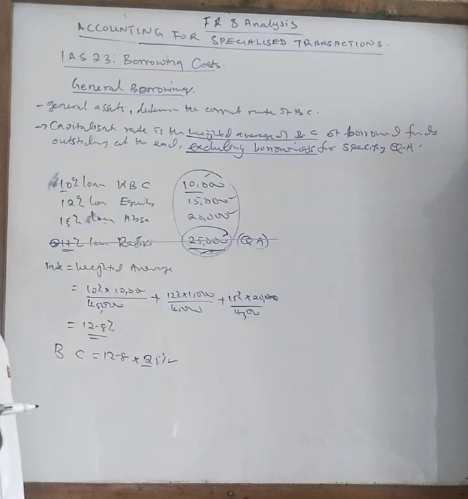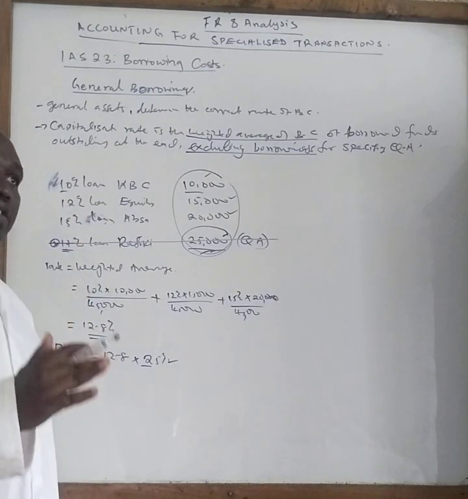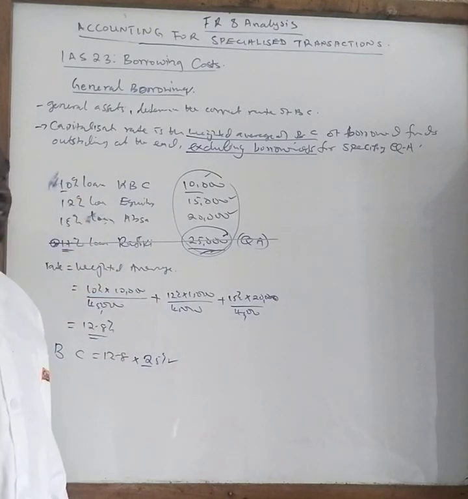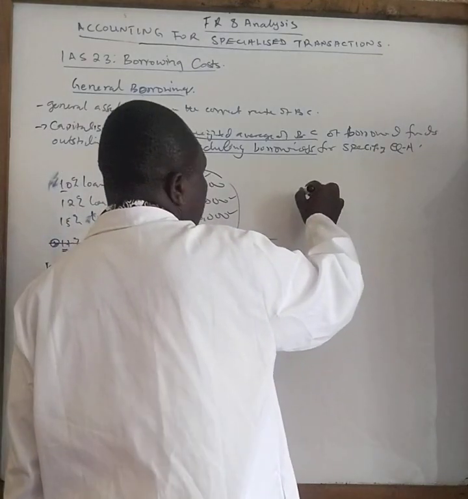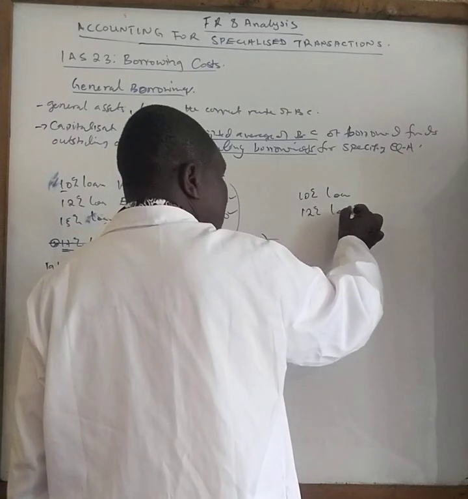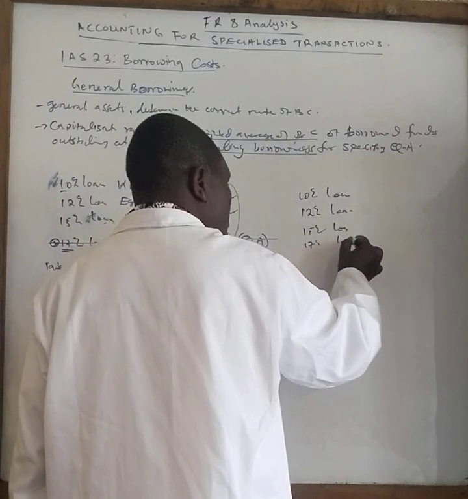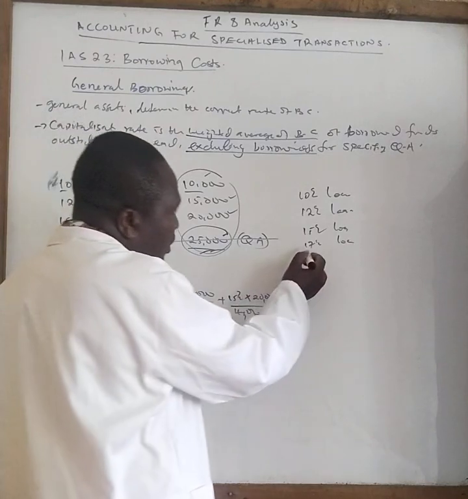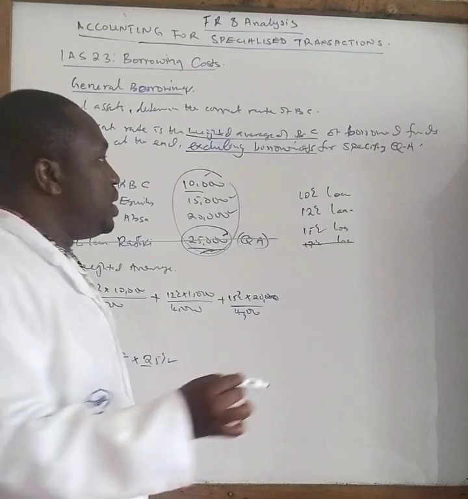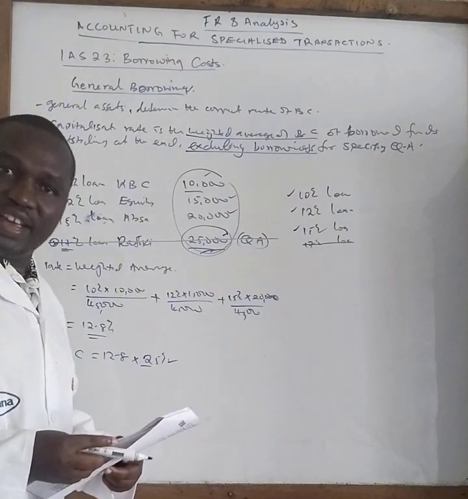Now, this is when you are borrowing from different banks. What if you are borrowing from the same bank, but the bank is giving you loans with varying rates? For example, we have a 10% loan, another one is a 12% loan from the same bank, another one is a 15% loan, and then we have a 17% loan from the same bank. Then you are told this 17% loan is for a qualifying asset. So your weighted average rate will be for the first, second, and third. The same procedure repeats.